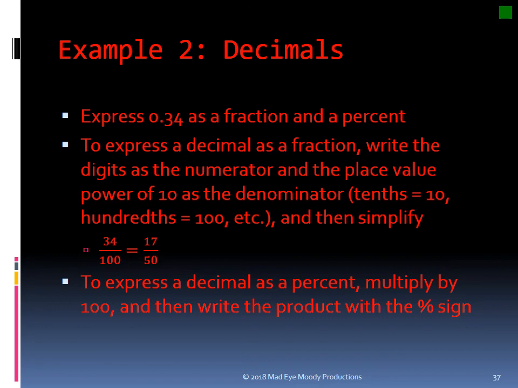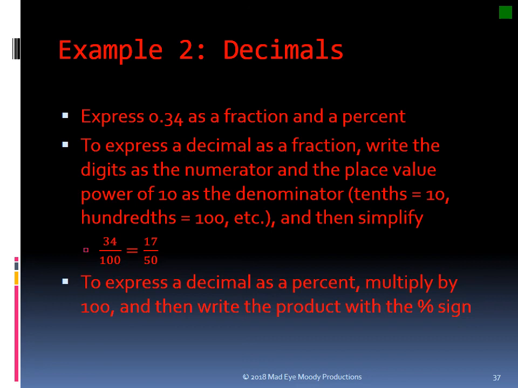100. Then you're going to write the product with the percent sign. And this comes back to when we were dividing and multiplying by decimals and understanding that when we multiply by a power of 10, so 10, 100, 1000, etc., the product ends up having the same digits, but the decimal is just in a different location because we're multiplying by a place value.